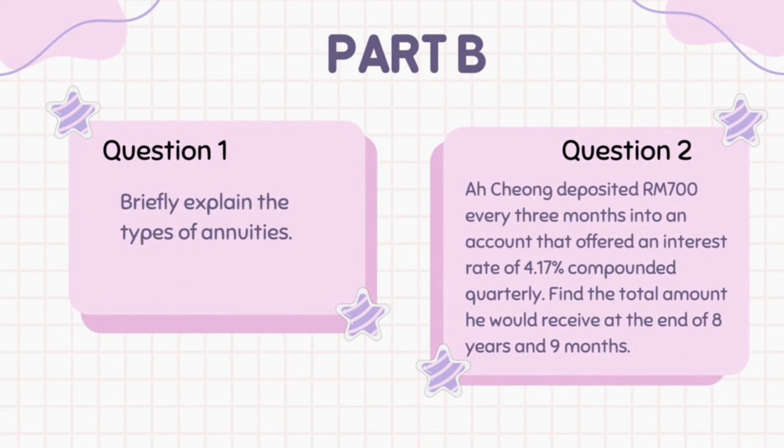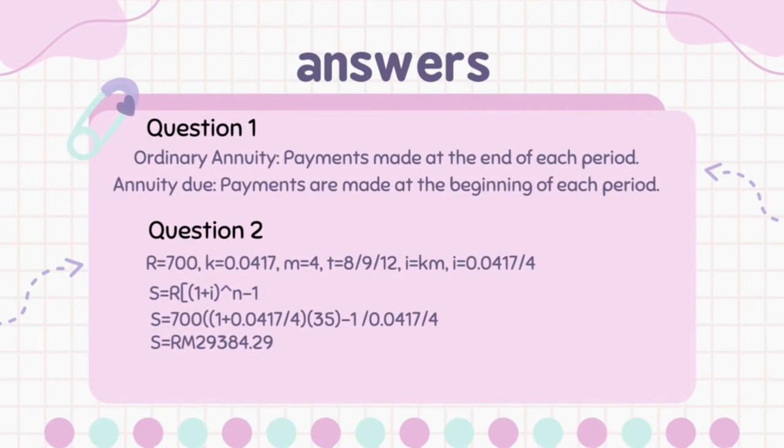Part B, question 1. Briefly explain the types of annuities. Question 2 wants us to find the total amount Ah Chong would receive at the end of 8 years and 9 months. For question 1, there are two types of annuity, which are ordinary annuity and annuity due. Ordinary annuity is payment made at the end of each period, while annuity due is payment made at the beginning of each period. So first of all, we must jot down the information given.